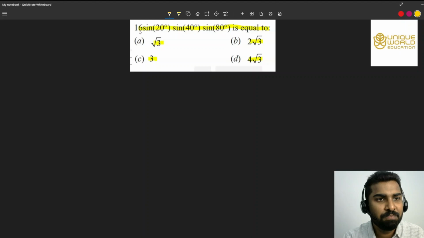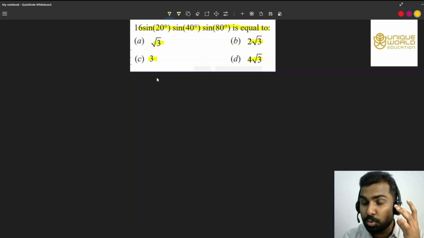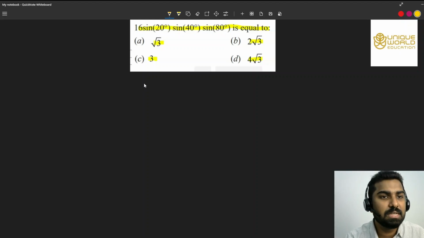Evaluate the value of 16 into sine 20 into sine 40 into sine 80. Very nice question, a 2024 paper question. It's very easy, we can directly find the value. For solving this question, first and foremost you have to know one relation. I am leaving the derivation and just explaining a formula. We have one standard formula.